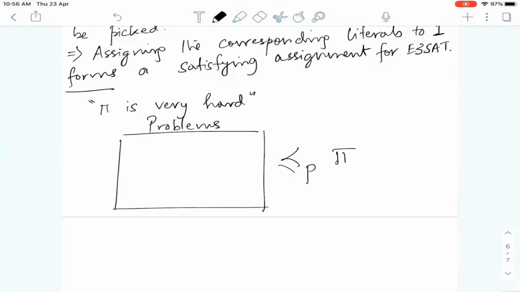So let's start thinking, what could be this set of problems? Suppose you pick your favorite problem that you want to show to be hard. Let's say TSP. So let's say Pi is TSP. I want to show that a very large set of problems can be polynomially reduced to TSP. Okay, so this is what I'm hoping for. I don't know whether that is possible.